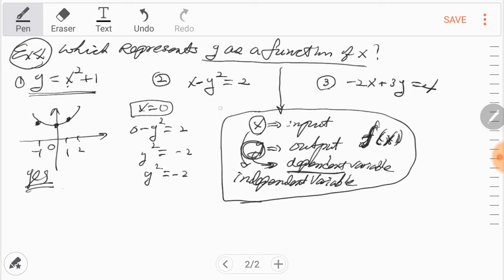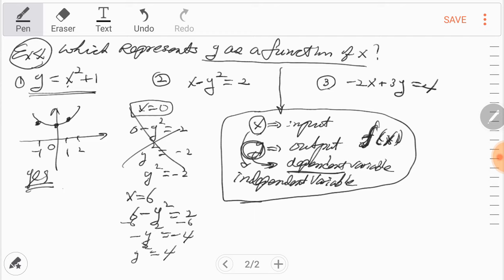Let's try an input value 6. X equals 6. Then we must have only one y value. So x equals 0 is not a good example. So let's use x equals 6. Then 6 minus y squared equals 2. Then negative y squared is equal to negative 4, subtracting 6 from each side. Then y squared is equal to 4.